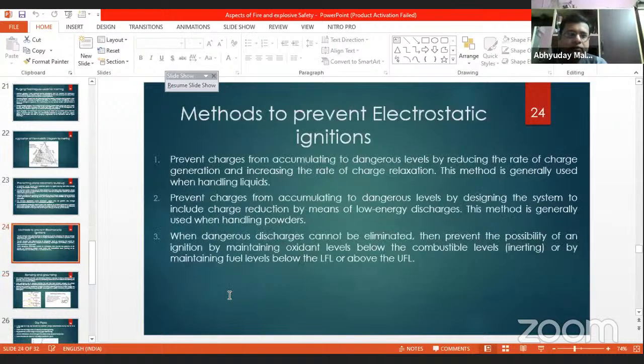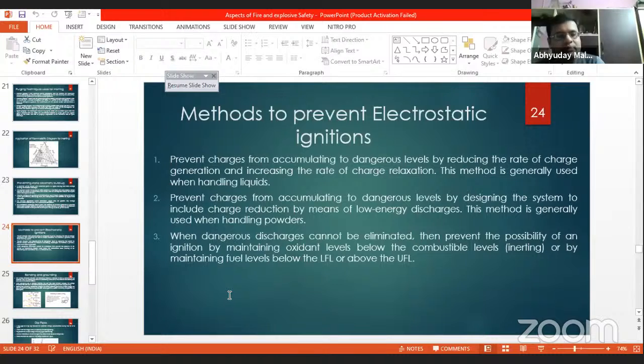So what can be done for preventing electrostatic ignitions? What we can do is reduce the rate of charge generation by implementing some measures. And also we can increase the rate of charge relaxation, that is dissipation of the charge from where it accumulates to other places. We can also design some systems which can discharge this accumulated static charge by means of low energy discharges that are safe. And these are some special designs that are generally implemented for powder handling systems.